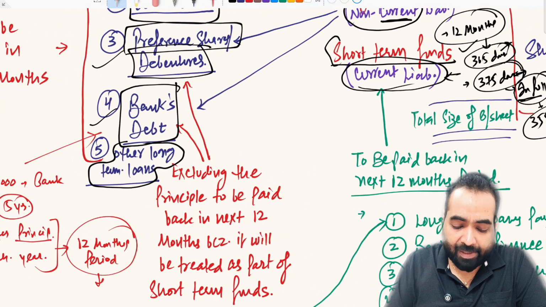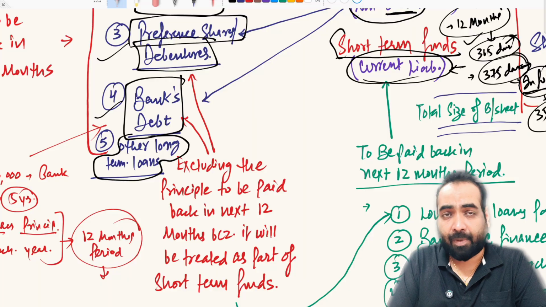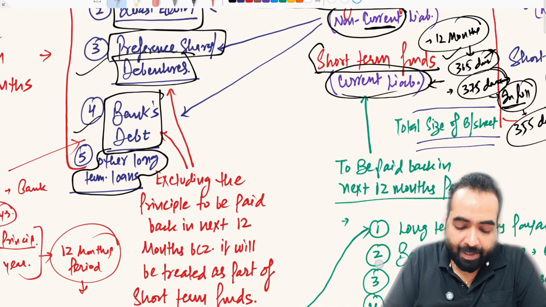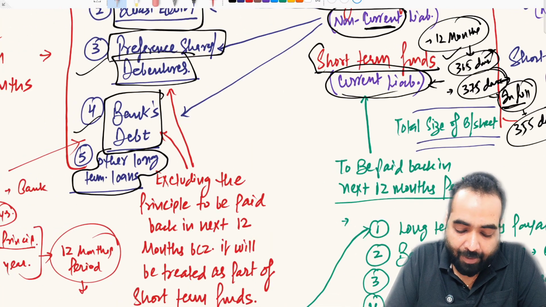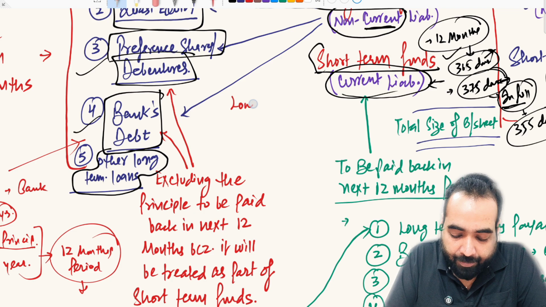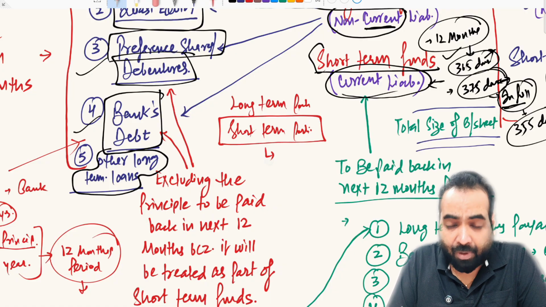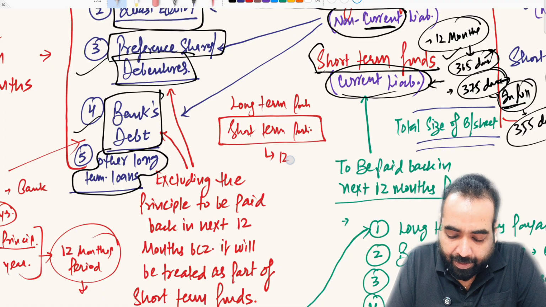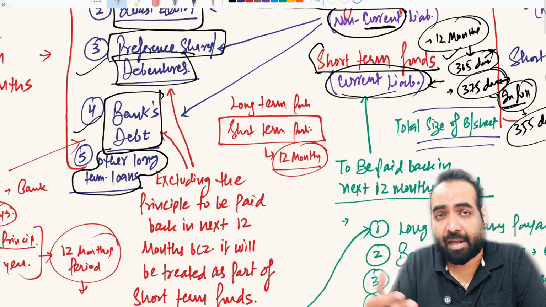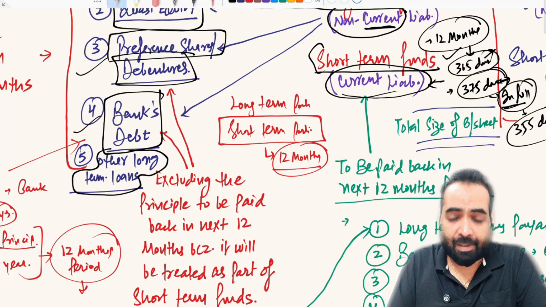So whenever you classify a bank debt or preference share or similarly debentures, you have to classify them in two parts. You have to classify their long term portion and the short term portion. By short term portion, we mean the amount of principal which is payable in the next 12 months, due to there being an EMI each and every month for these loans.